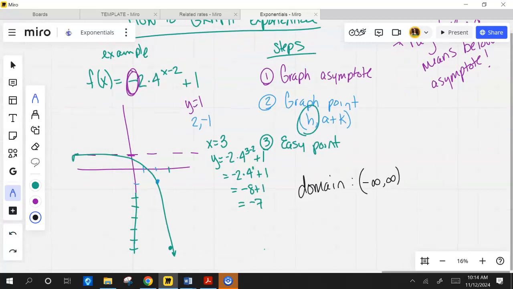What's the range? -infinity up to what? 1. Bracket or parenthesis? Parenthesis. Why is it a parenthesis? It never touches the asymptote. You cannot touch the asymptote.